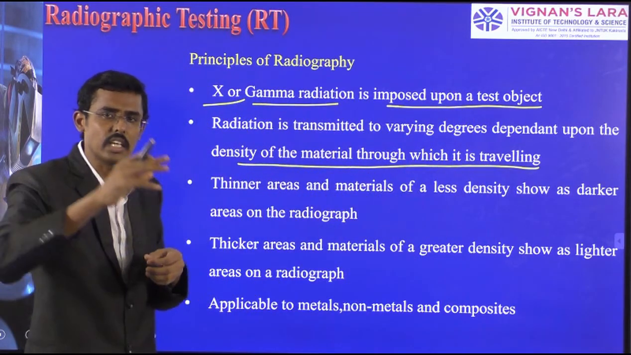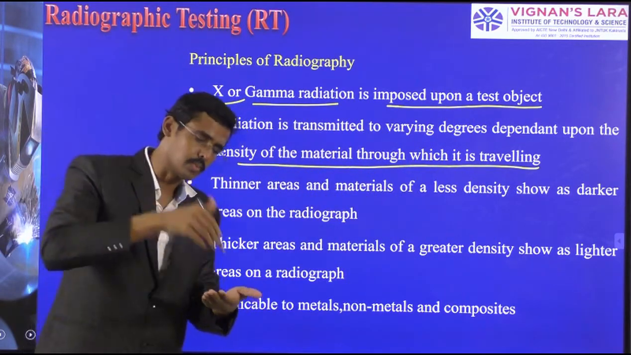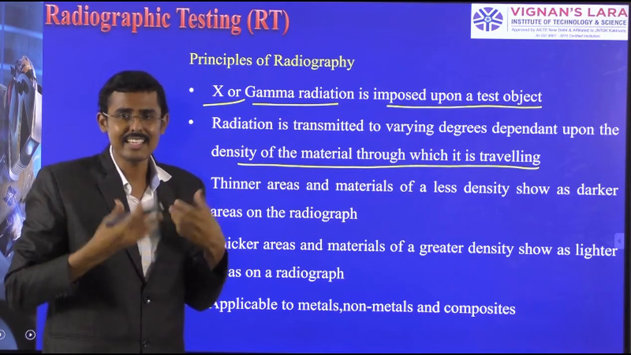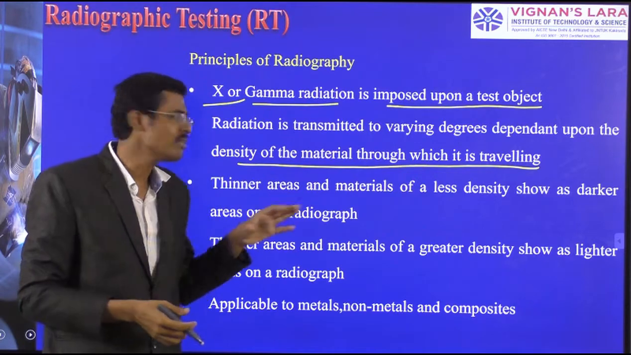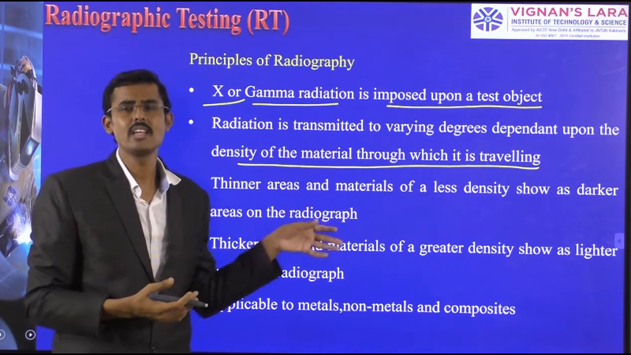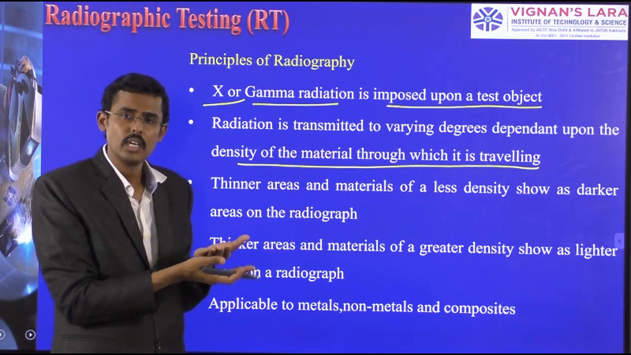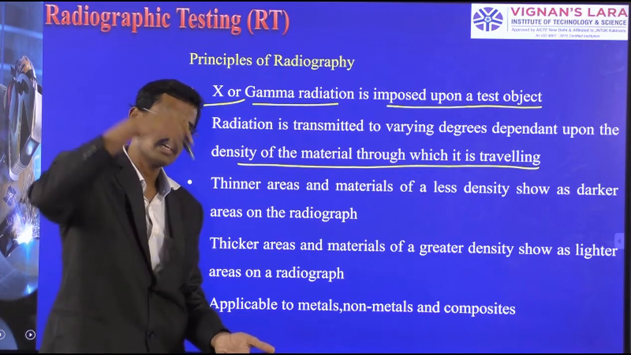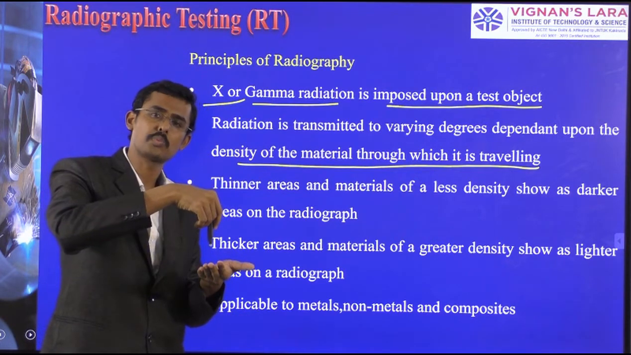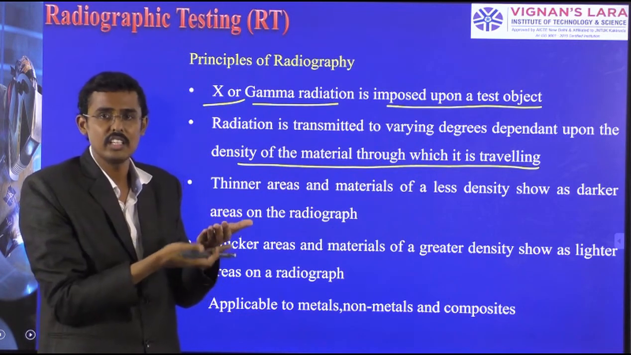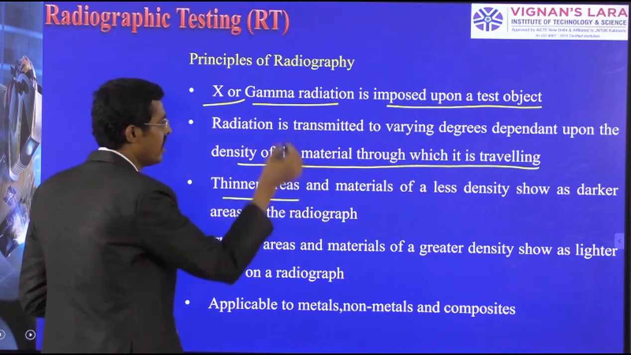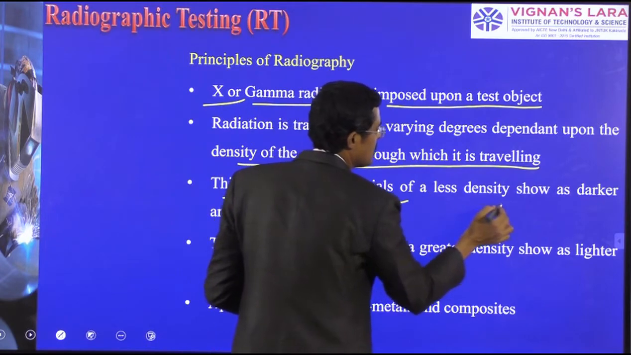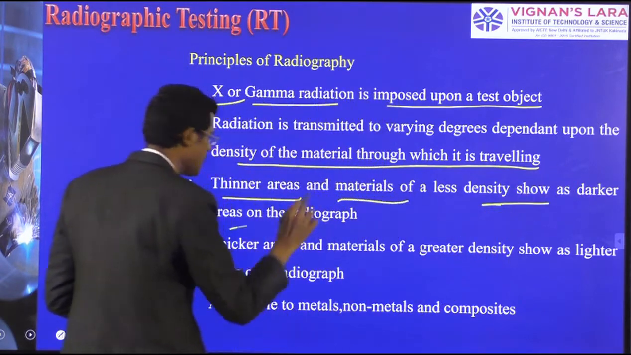We are going to pass the gamma rays or X-rays over the specimen, like the scanning method, the X-ray method for human beings, where we take an X-ray. A similar pattern of X-rays is done here. The specimens are kept in between and the X-rays are kept at the bottom. Rays are passed over this specimen and recorded on the X-ray film. Thinner areas and materials of less density show darker areas.